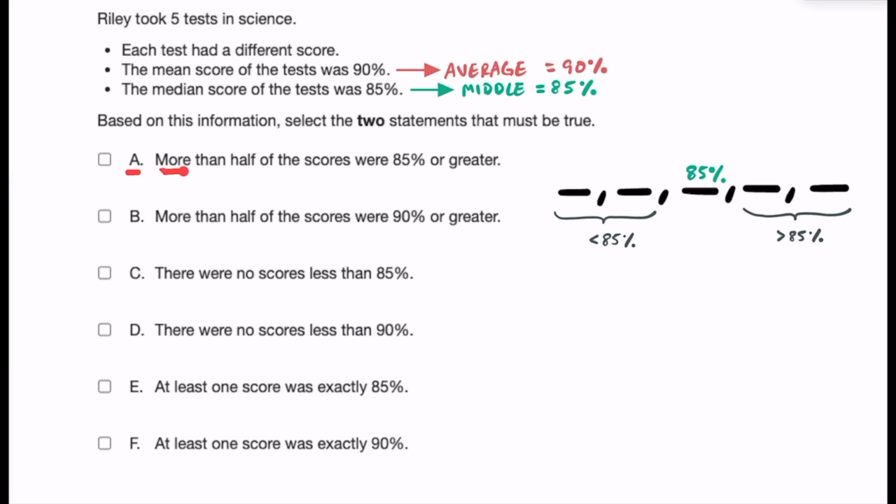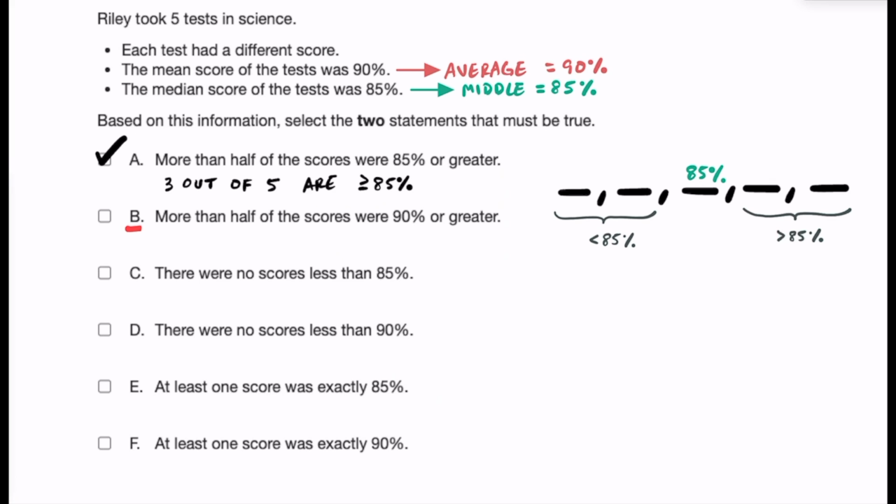For option A, it says more than half of the scores were 85% or greater. Well, let's see here. There are 5 scores. There's 1, 2, 3, 4, and 5. It says more than half are going to be 85% or greater. So we know this one's going to be 85% or greater. We know this one also will be, and this one also will be. So that's going to be 3 different scores that are 85% or higher. So I think this is true because 3 out of 5 scores, that's more than half. So this option A actually does make a lot of sense here. 3 out of the 5 science tests that Riley took have to be 85% or greater.